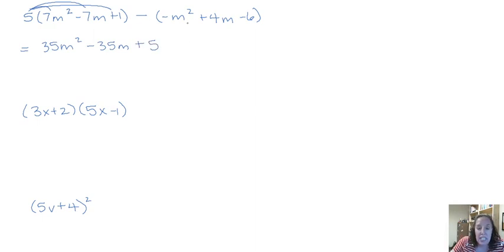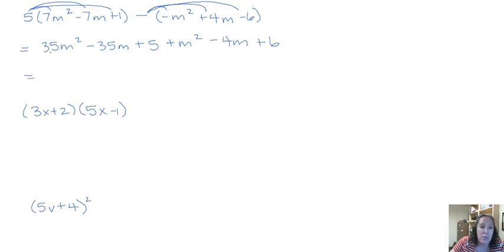Now we're subtracting these two parentheses, and so we need to do the same thing and distribute the negative to the second set of parentheses. So minus a negative m squared is plus m squared, minus 4m, and minus a negative 6 gives us plus 6. Once we distribute the 5 and the negative, those parentheses are going to go away. And what we have is just a polynomial.